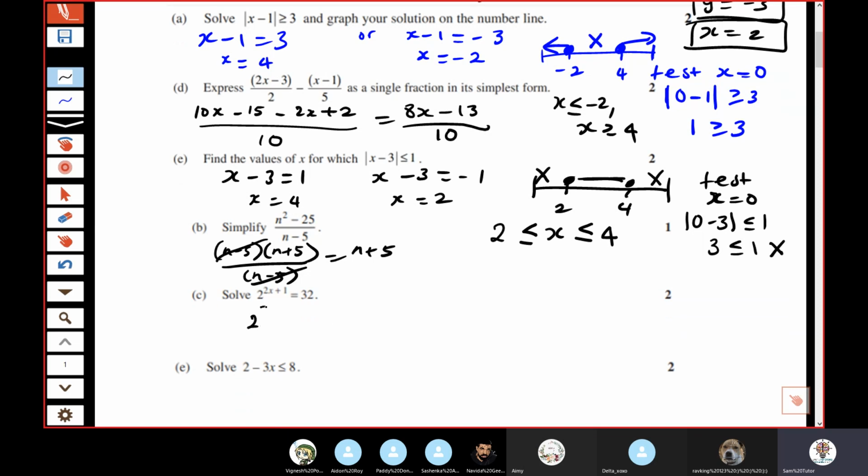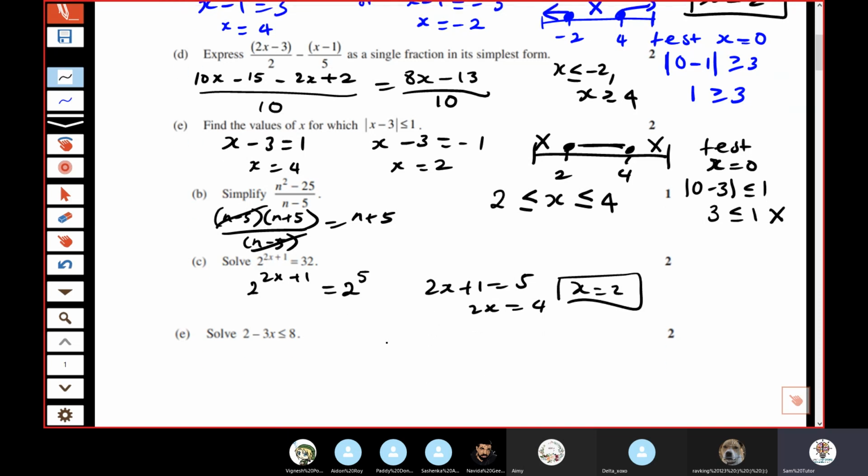This one, we make the bases the same. I think if you guys remember, 32 is 2 to the power of 5. And then, of course, when the bases are the same, you just make the powers the same. 2x equals 4, x equals 2. And the last one, 8 take away 2 is 6. X is less than or equal to negative 2.